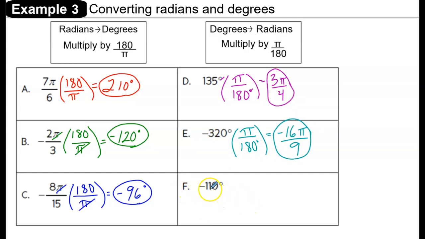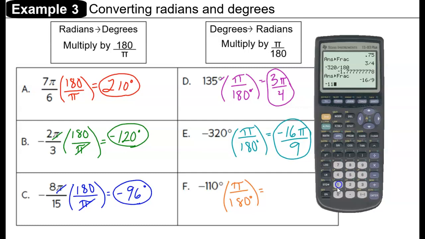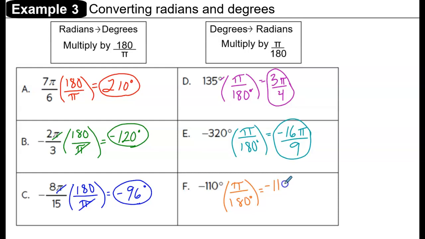So in problem F, negative 110 degrees, we multiply that by pi radians over 180 degrees. The degrees cancel, and then negative 110 divided by 180. Math, enter, enter, and we get negative 11 pi over 18 in radians.